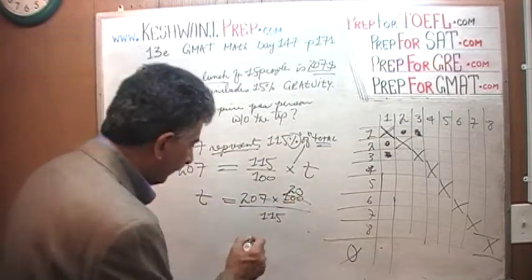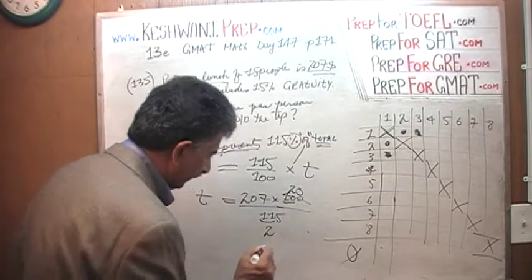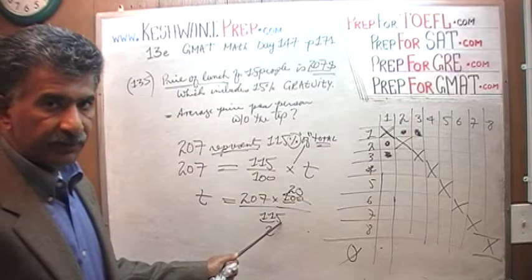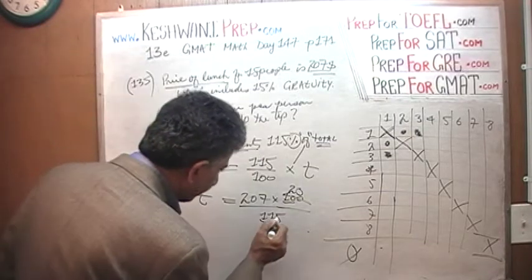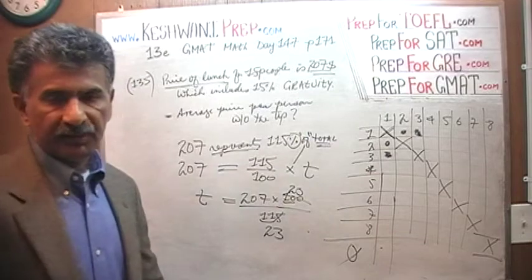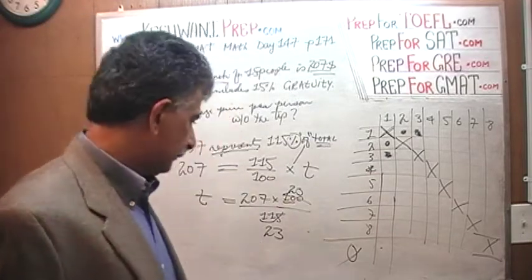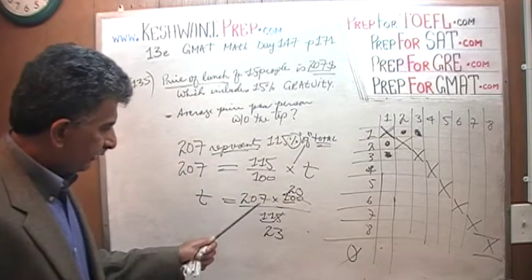How many 5s in 11? 11 has 2 5s. The remaining one goes and joins the 5, becomes 15. How many 5s in a 15? 15 has 3 5s. So it's 23, which makes sense because 100 has 20 5s and another 15 will be another 3 5s. So now we have 23 and we have 207.